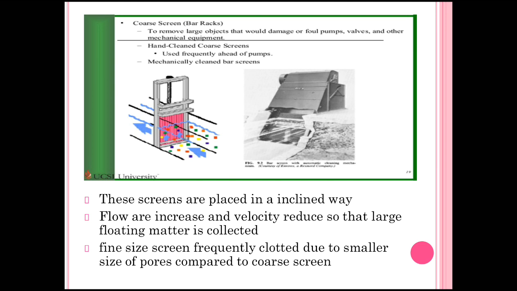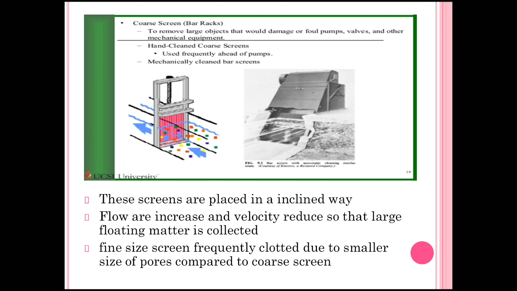We see in the diagram that whenever we allow water to flow through that screen, the suspended particles, which are shown by dotted structures in different colors like yellow, red and green, are not allowed to flow through the screen and are removed by this method. This is the first step of treatment. The screens are placed in an inclined direction.